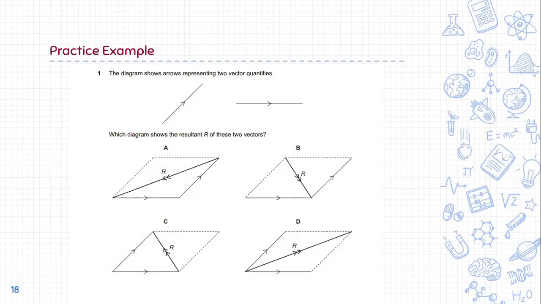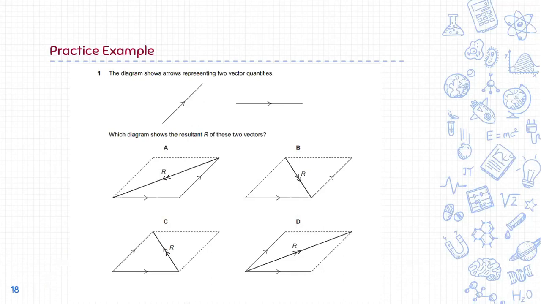Now, we're supposed to look at these two vector quantities and decide what the resultant of this is. As you can see, one of these vectors is in the right direction and the other is in the top right, so east and northeast direction.